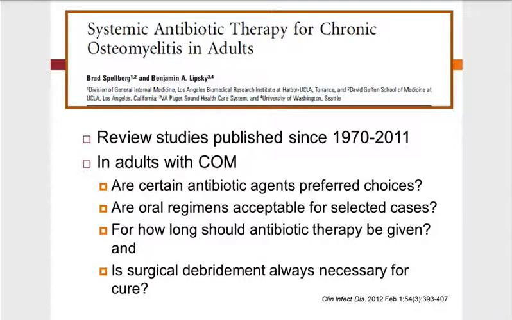So it looks at systemic antibiotic therapy for chronic osteomyelitis in adults. What they did was they took every study after 1970, after that landmark trial that said IV long term, so anything after that, and tried to answer these 4 questions, right? In adult patients with chronic osteomyelitis, is there any antibiotic that's better? Are oral regimens okay? For how long should they be given? And is surgical debridement always necessary? Those were the questions that they tried to answer.